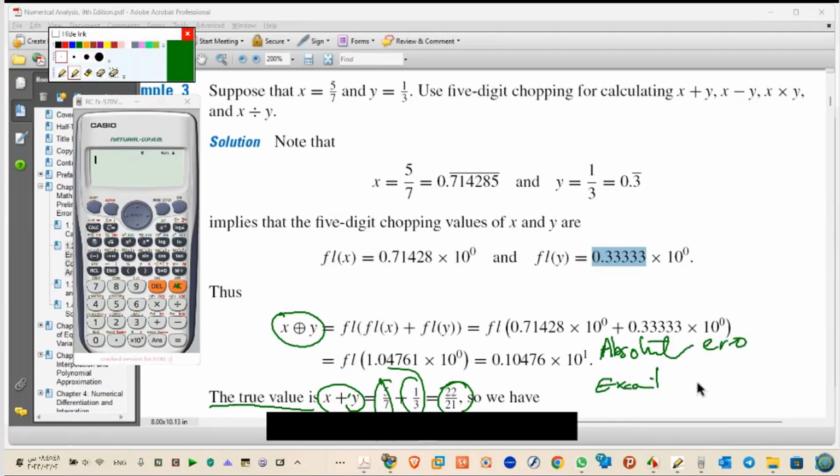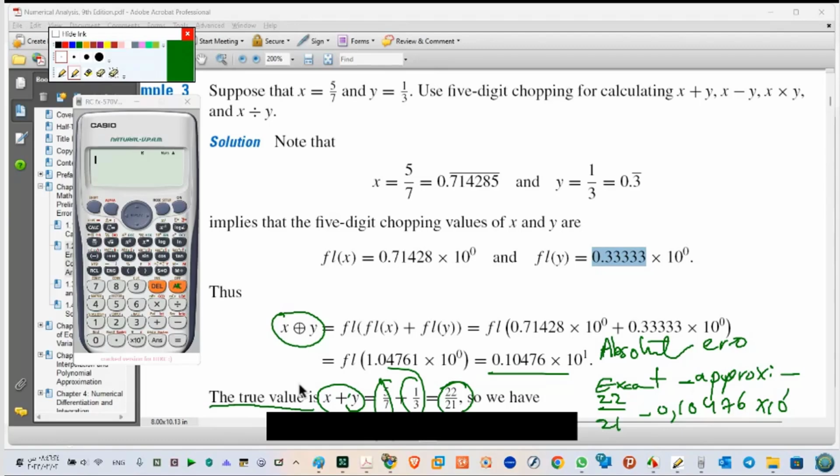Exact minus approximation. Exact is 22 over 21 minus this answer, 0.10476 times 10. And you can find the result from the calculator. It's clear for you, and you can do the same thing for every number. So here I have two numbers, x and y. I will apply normalized decimal form for each number, not for the final result.